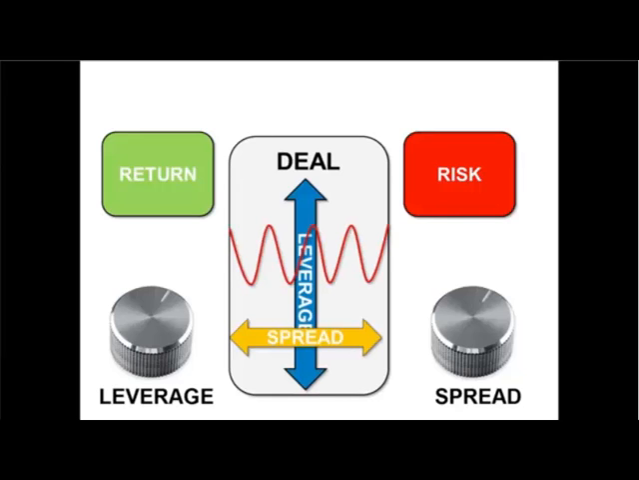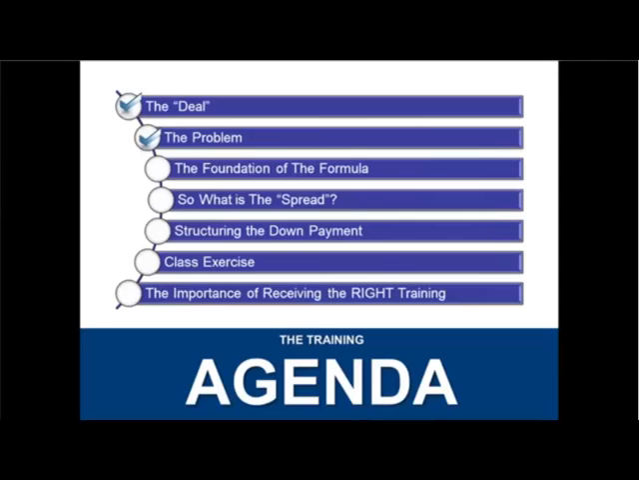So again, what you see now is the basic deal structure skeleton. You have the leverage and the spread knobs, and on top you have return and risk. Those are your gauges. The components of the deal are leverage, spread, and the red squiggly line, which is income and income volatility. We're going to be using this diagram throughout the training, showing you what happens if you adjust leverage and adjust spread and how that impacts your return and your risk. Once again, that's the foundation of the formula. And now I'll pass it over to George, and George will tell you a little bit about what the spread is. George, take it from here.